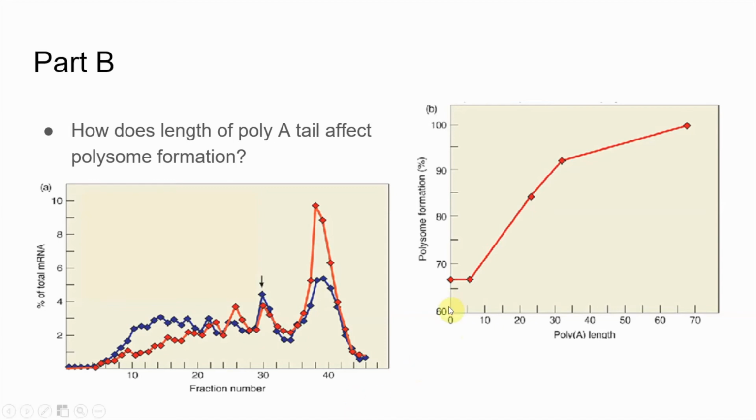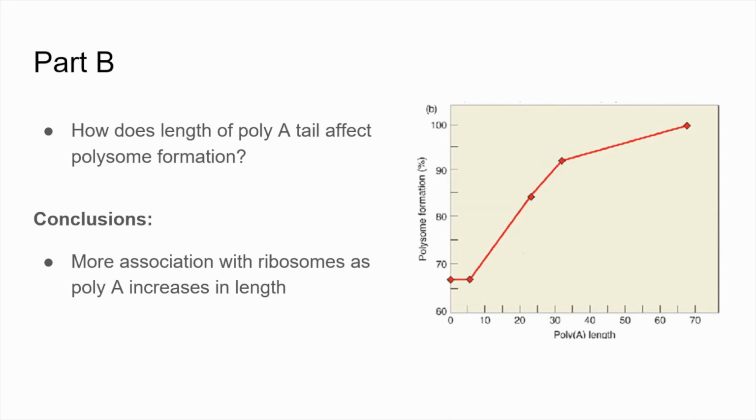Here at the 0 adenosine nucleotides, we still get about 67% polysome formation, and there's no change between 0 and 5 nucleotides. However, we do get a large increase here from 5 to 30 nucleotides, and an overall trend of more association with ribosomes as poly-A tail increases in length. We don't know that 68 nucleotides is an optimal length, we just know that that's the longest one they tried.